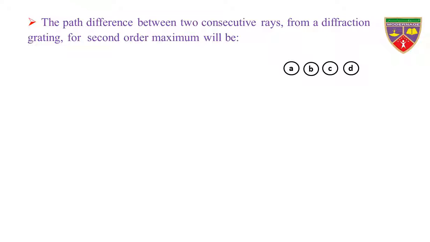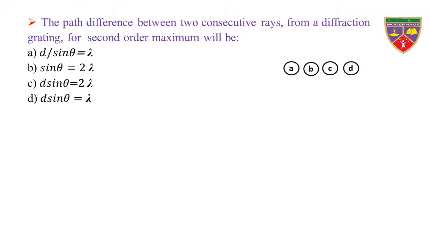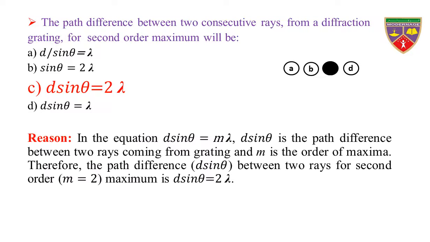The path difference between two consecutive rays from a diffraction grating for second order maximum will be: option A d divided by sin theta is equal to lambda, option B d sin theta is equal to lambda, option C d sin theta is equal to 2 lambda, option D d sin theta is equal to lambda. The key is d sin theta is equal to 2 lambda. Therefore, the correct option is C.